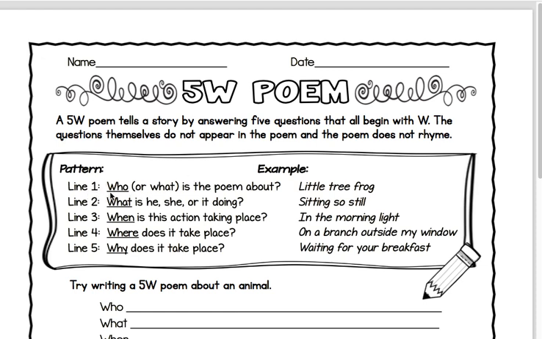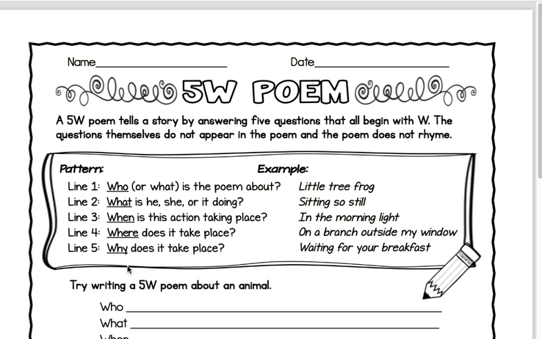The first line is who or what is the poem about? In this example, it's about a little tree frog. Line 2, what is he, she, or it doing? The little tree frog is sitting so still. Line 3, when is the action taking place? In the morning light. Line 4, where does it take place? On a branch outside my window.